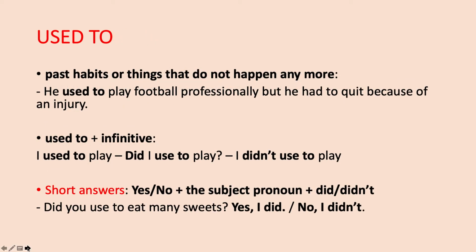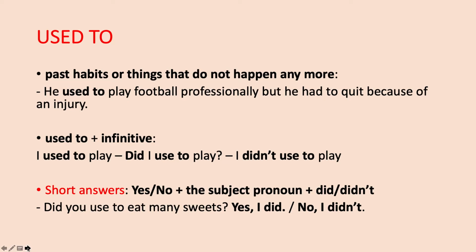Now we can use used to instead of the simple past to talk about past habits or things that do not happen anymore. So for example, we say he used to play football professionally, but he had to quit because of an injury. Used to is followed by the infinitive and has the same form in all persons. So we say I used to play, you used to play, he used to play, etc. In questions and negatives, we use did and didn't, and we drop the d in used.